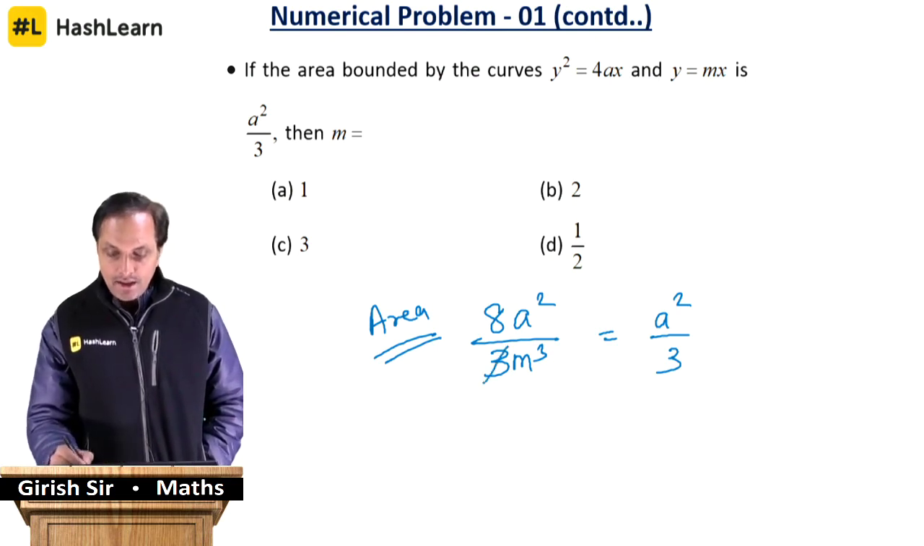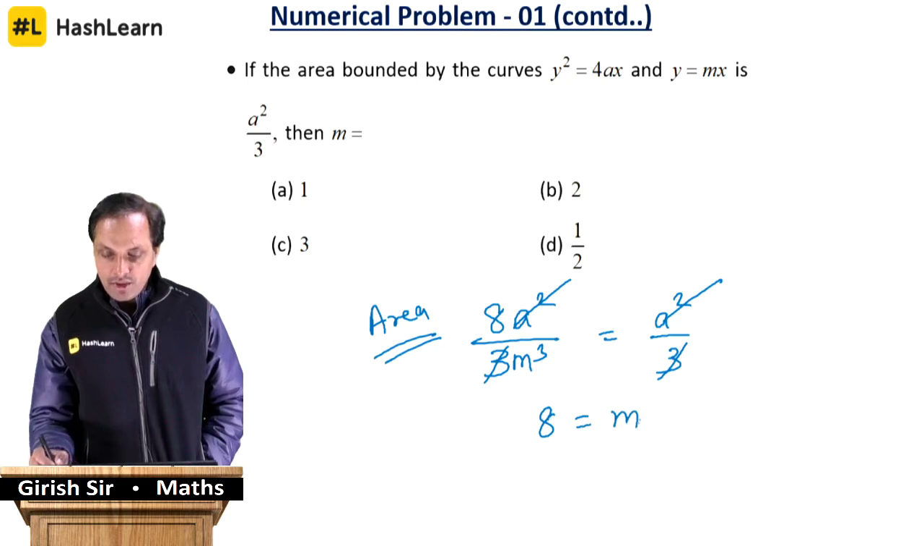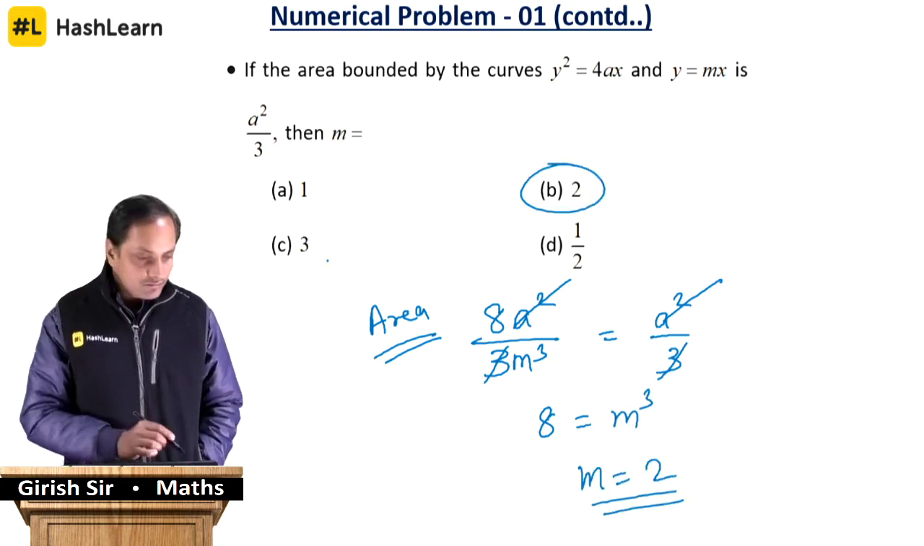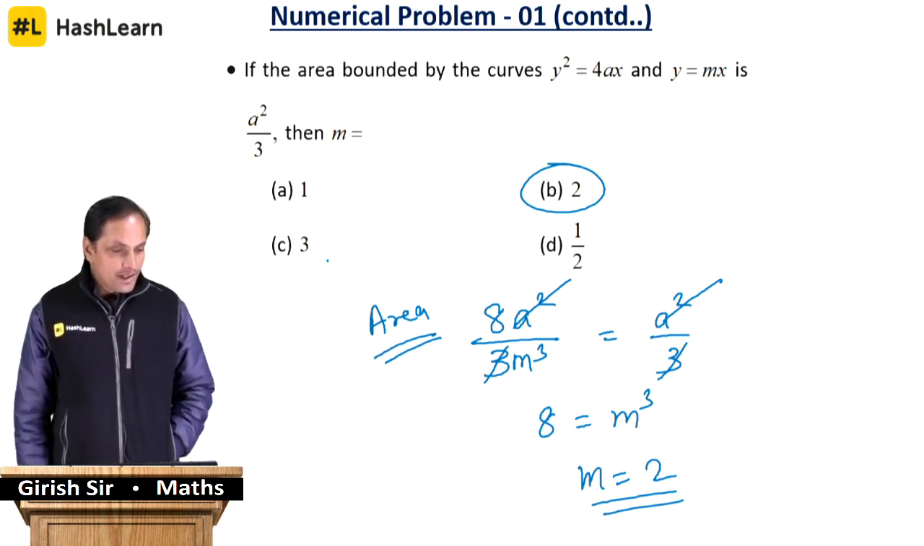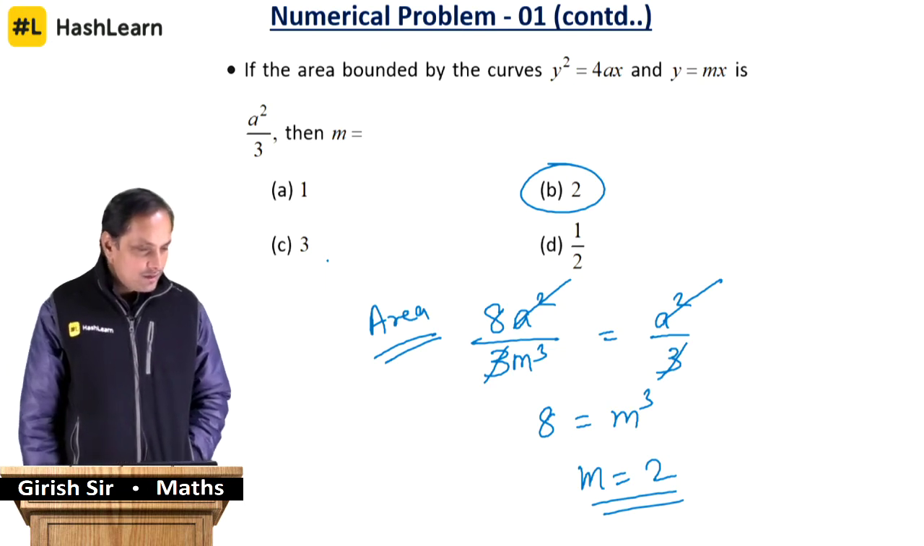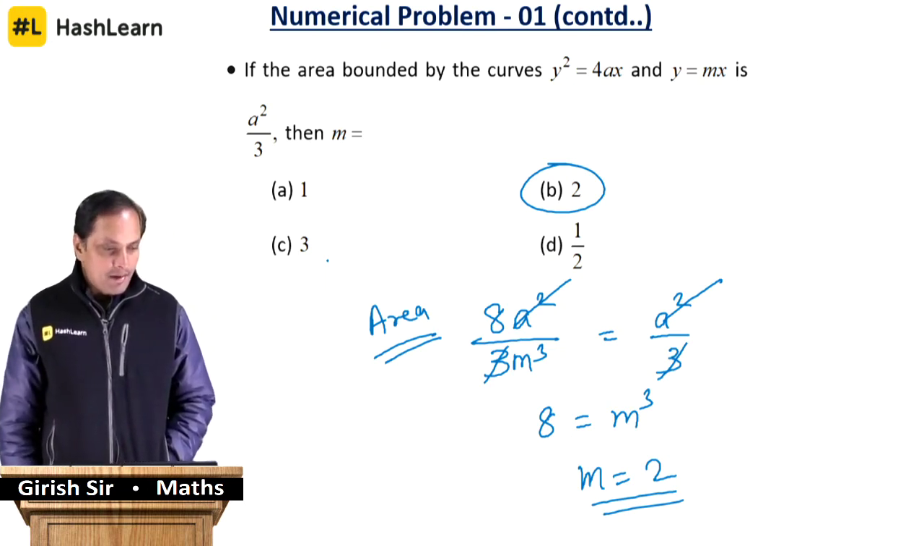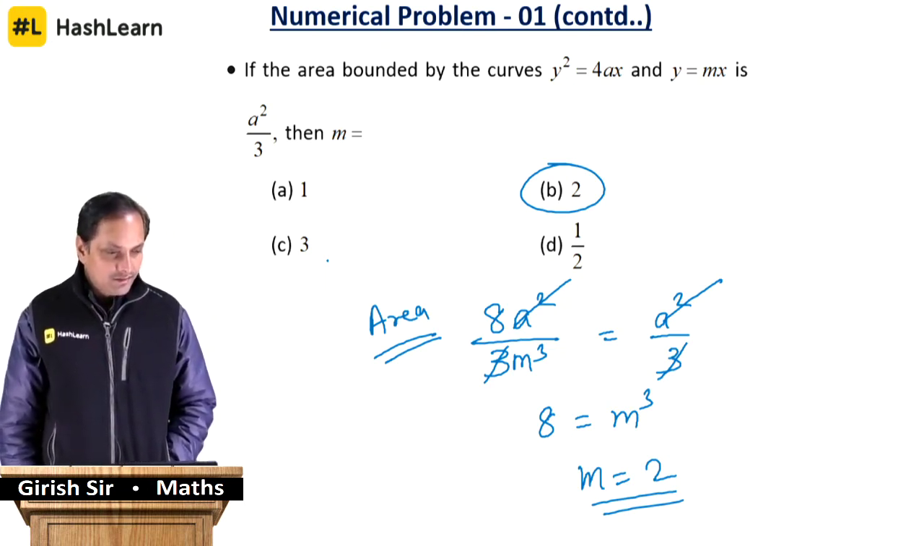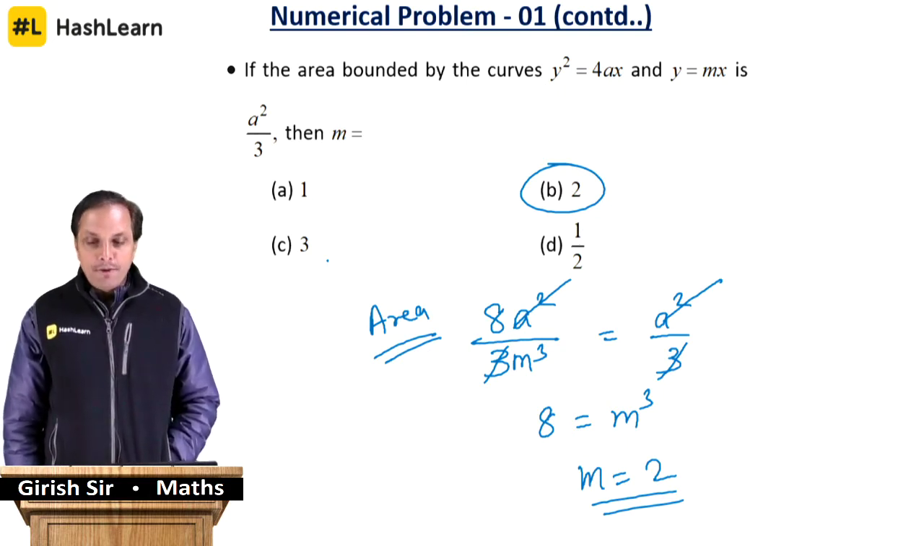You can cancel 3 on both sides, a square on both sides. 8 will be equal to m cube. You know that m will be equal to 2. Yes, Sanskruti, that's great. Answer is B. Arun, hope you followed the problem. Okay, fine then. Get ready for the next numerical.